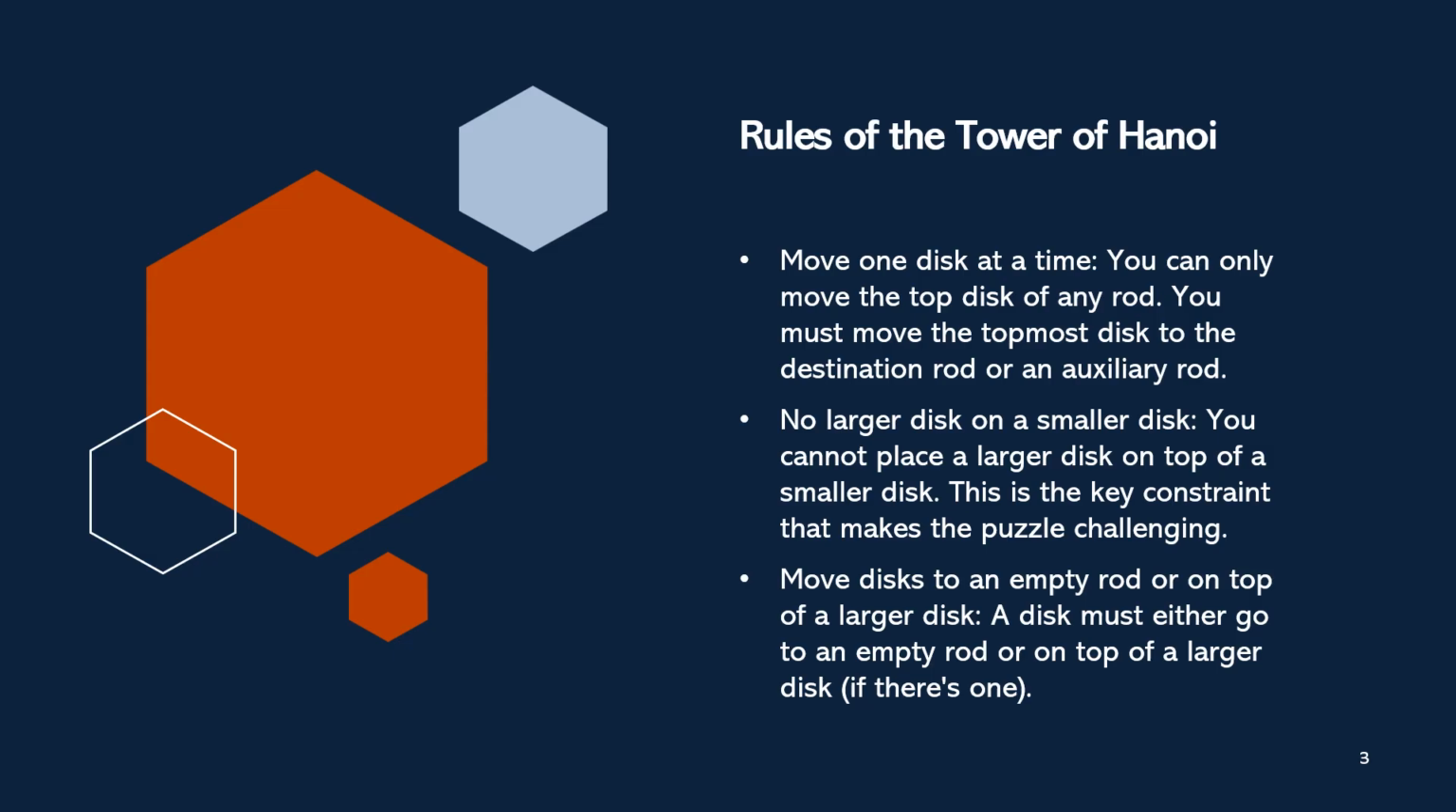Third, move a disk to an empty rod or on top of a larger disk. A disk can only go to an empty rod or onto a larger disk if there's one on that rod. While these rules may seem simple, they add an interesting layer of challenge to the puzzle.